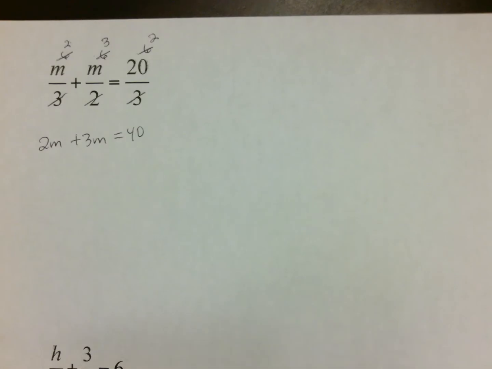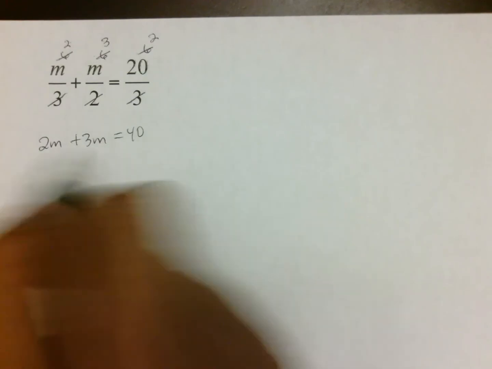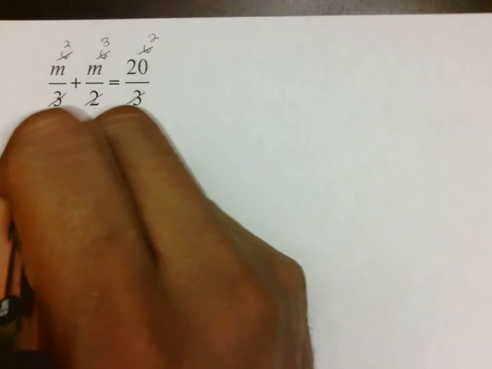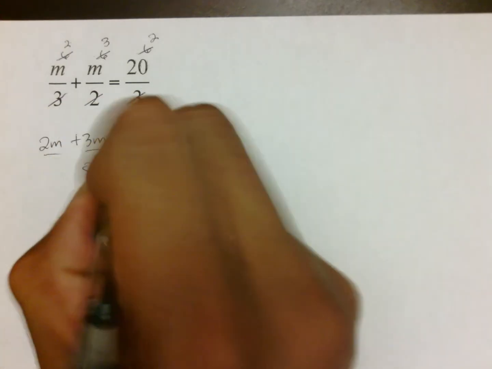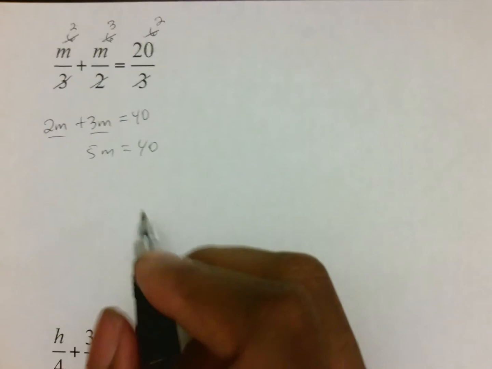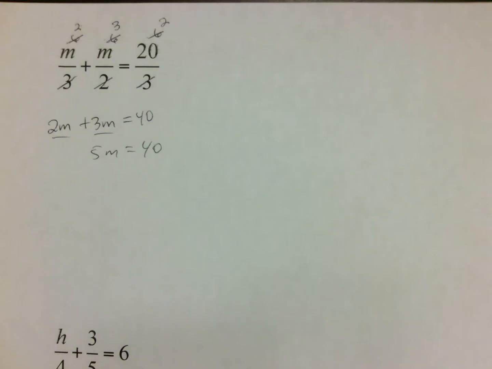There is one more mess, if you notice, and that is the fact that we have two variables on the same side that we must combine, getting 5m equals 40. And now notice it looks just like something we did last week, which most problems will.